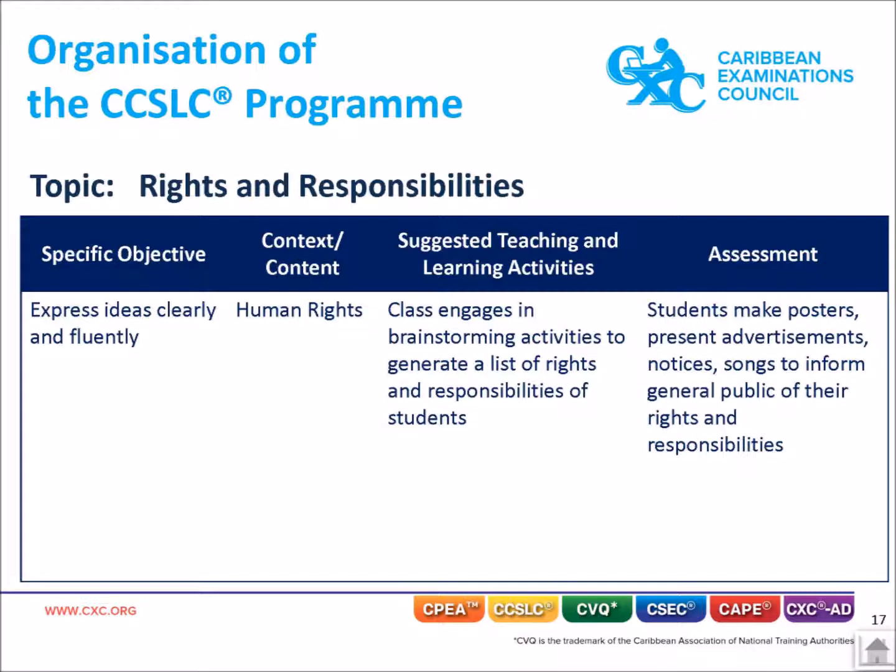Now, the formative assessment is there to help you ascertain whether you have achieved the objective you started out with. If the objective is to express ideas clearly and fluently as it relates to human rights, and the students are making posters, doing a song, or presenting an advertisement to inform the public of their human rights, then surely you would agree that this assessment will help the teacher ascertain whether the specific objective has been achieved.